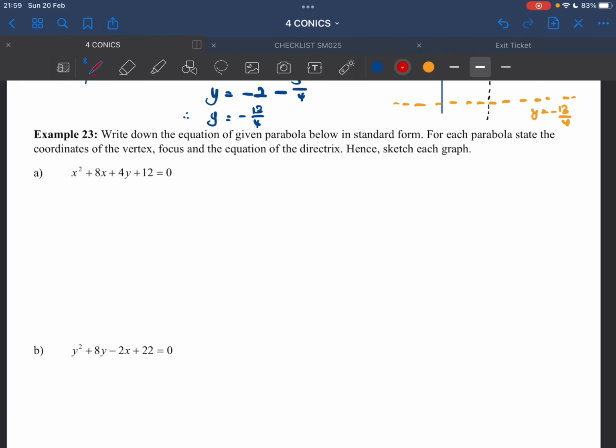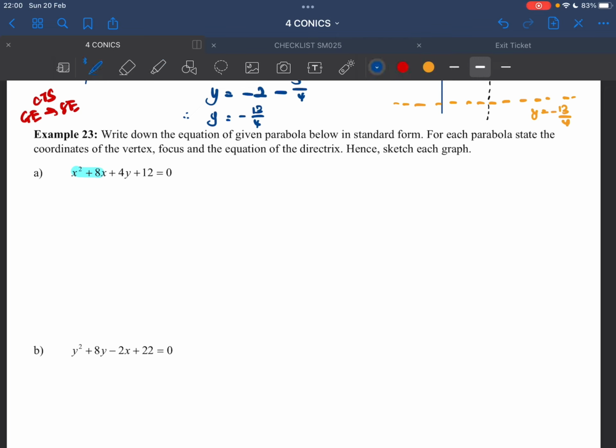So now we have the general equation. The question asks us to change it into standard form. So back to the circle: as you can remember, from general equation to standard equation, we have to do completing the square. In this case, we are going to do completing the square, but only for one part here. We have x squared plus 8x here, so we are going to do completing the square on that part.